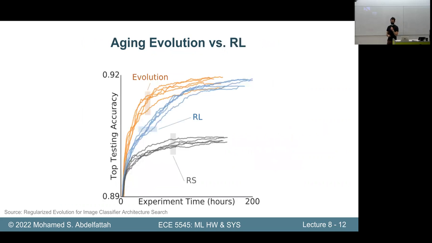So this is from the same evolution paper written down there. Basically, when they did a bunch of random trials with RL, with random search, and with evolution, they found that evolution was always, or mostly, in most cases, leading to a better result. And this was verified in later works as well.